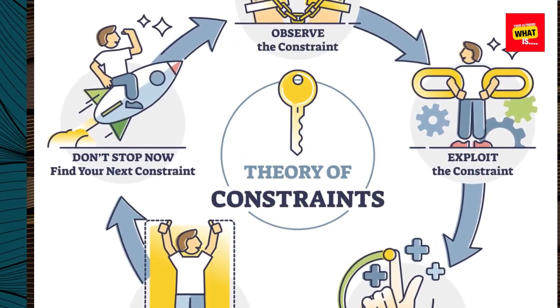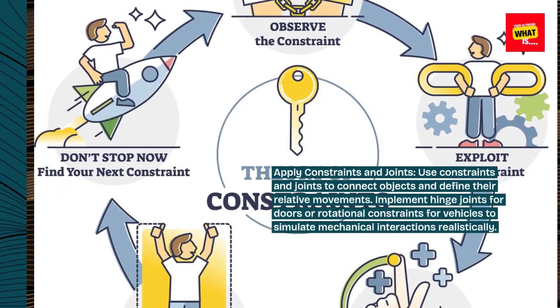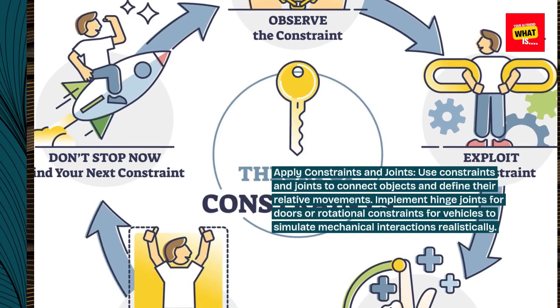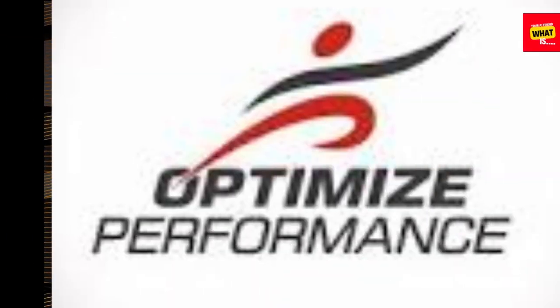Apply constraints and joints. Use constraints and joints to connect objects and define their relative movements. Implement hinge joints for doors or rotational constraints for vehicles to simulate mechanical interactions realistically.